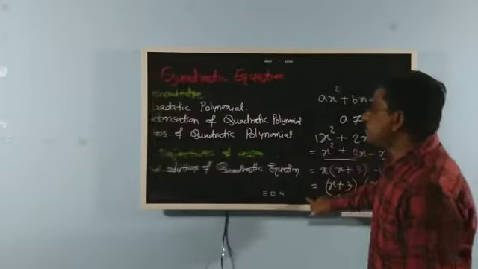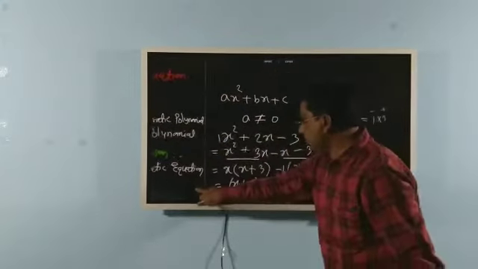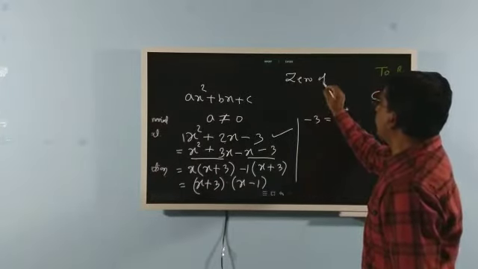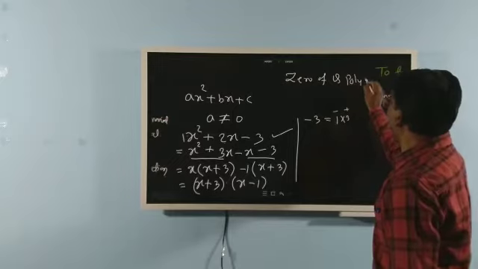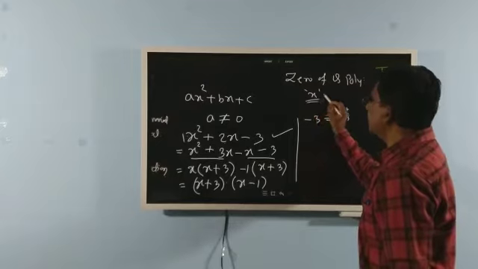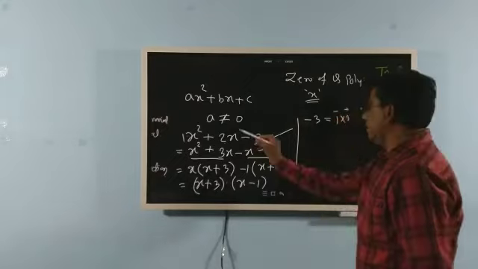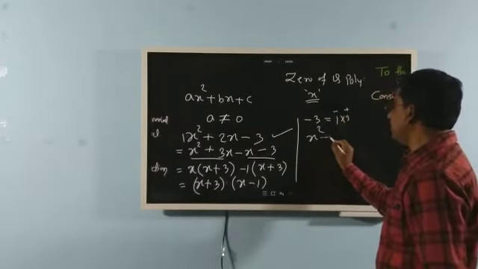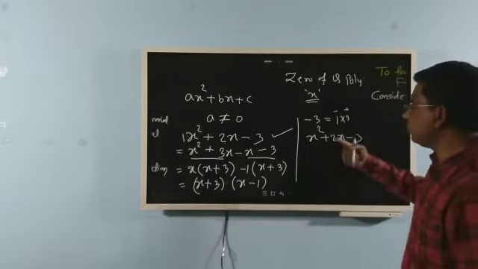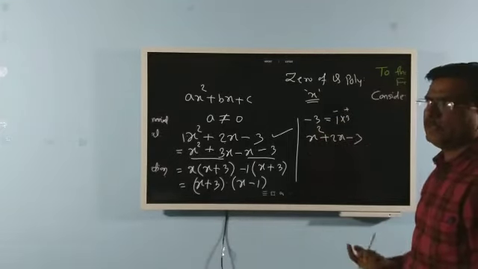The last point is that we must know the zero of a quadratic polynomial. What is the zero of a quadratic polynomial? The zero of a quadratic polynomial is the value of variable x for which the value of the polynomial becomes 0. Now here the polynomial is x square plus 2x minus 3 and if I want to find the zero, I have to give different values of x for which the value of the polynomial becomes 0.